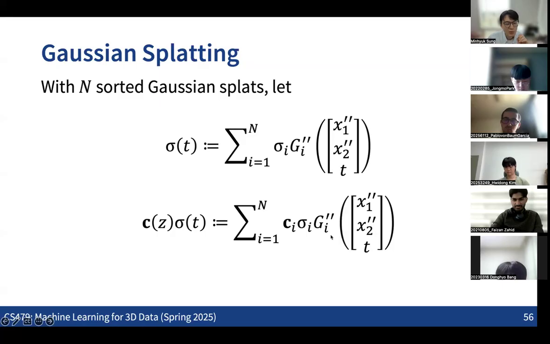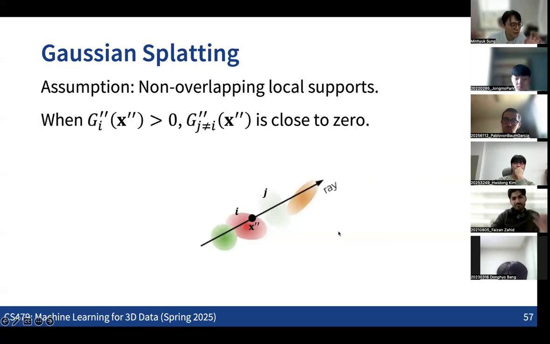And based on that, now we are going to see how we can calculate the volume rendering equation. Before getting into that, we are going to use one strong assumption, which is about non-overlapping local supports. Basically, we determine the weight for each of the splats as a Gaussian kernel, which will never become zero, but which can get closer to zero, depending on the position of the query point in the 3D space.